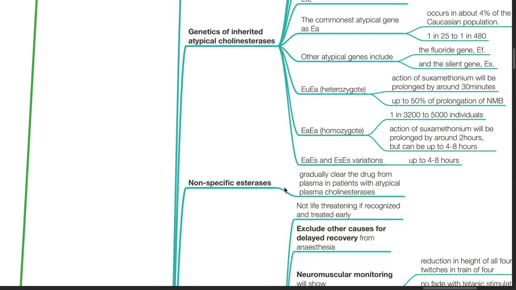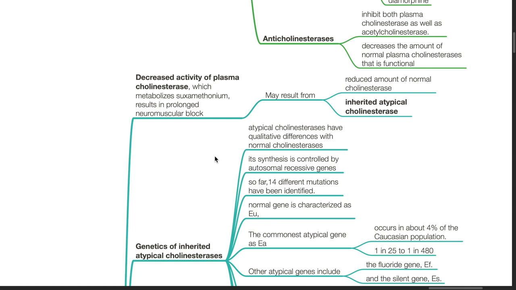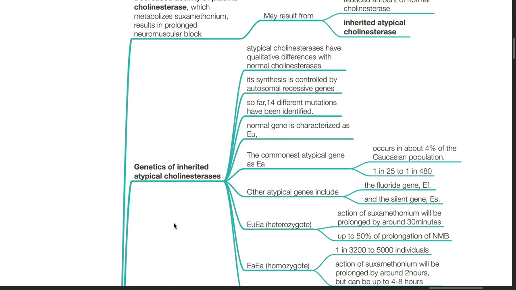Prolonged action due to inherited atypical plasma cholinesterases. Decreased activity of plasma cholinesterase, which metabolizes succinylcholine, results in prolonged neuromuscular block and may result from inherited atypical cholinesterase. Genetics of inherited atypical cholinesterases. Atypical cholinesterases have qualitative differences from the normal cholinesterases. Its synthesis is controlled by autosomal recessive genes, and so far 14 different mutations have been identified.